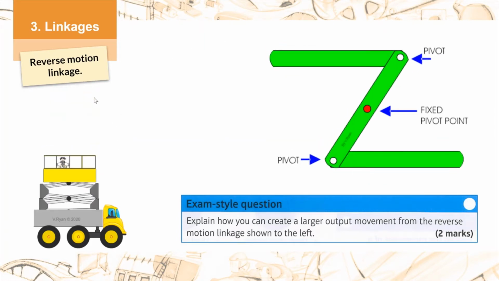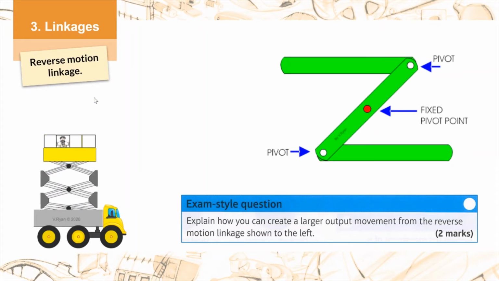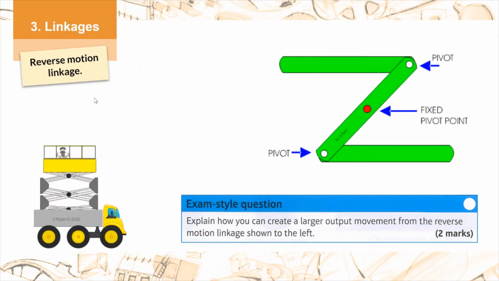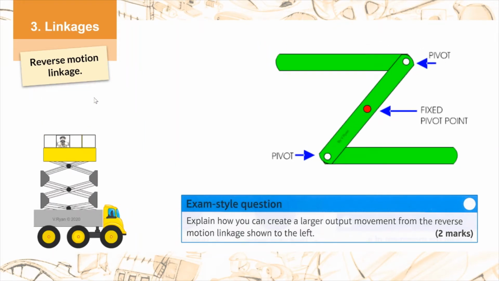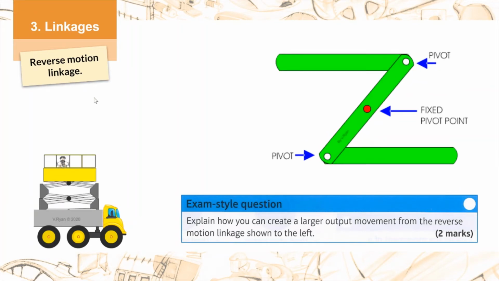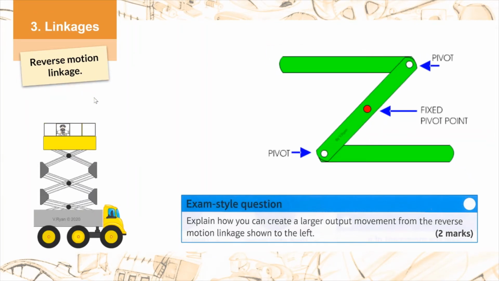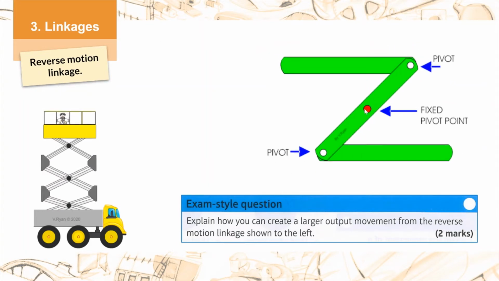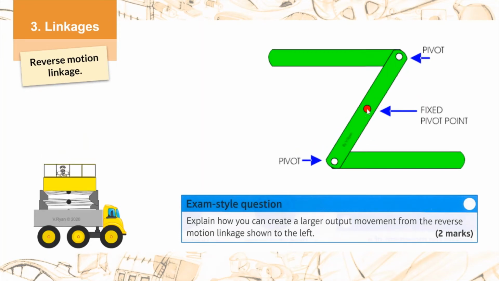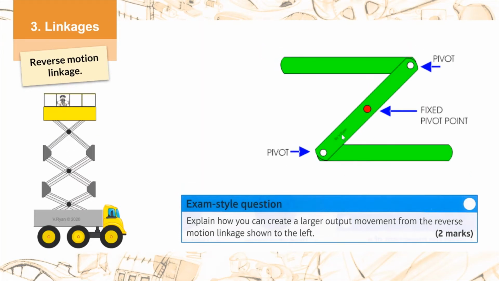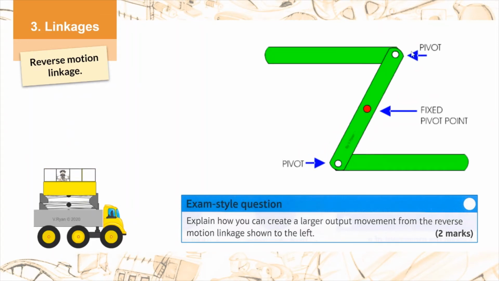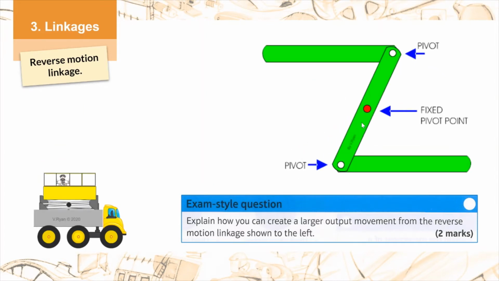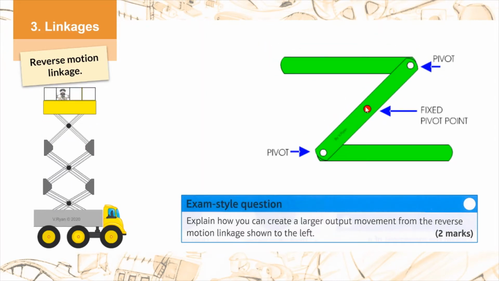And there's an example on the left with a guy going up and down in his lift. Now an exam question, here we go. Explain how you can create a larger output motion from the reverse motion linkages shown. Now how do we do that? How would we get a larger motion out? That's all to do with moving the fulcrum. If I was to move this fulcrum down here to about here, a little motion here would make a big motion here. So you can alter, as we mentioned in the previous slide, the amount of motion by moving the fulcrum.